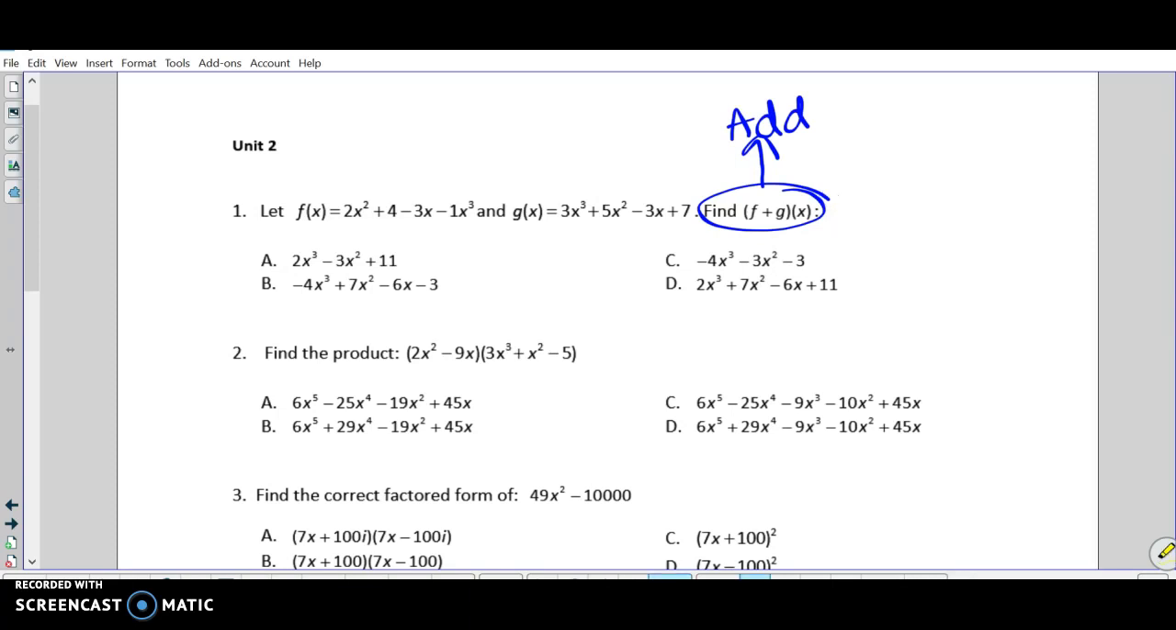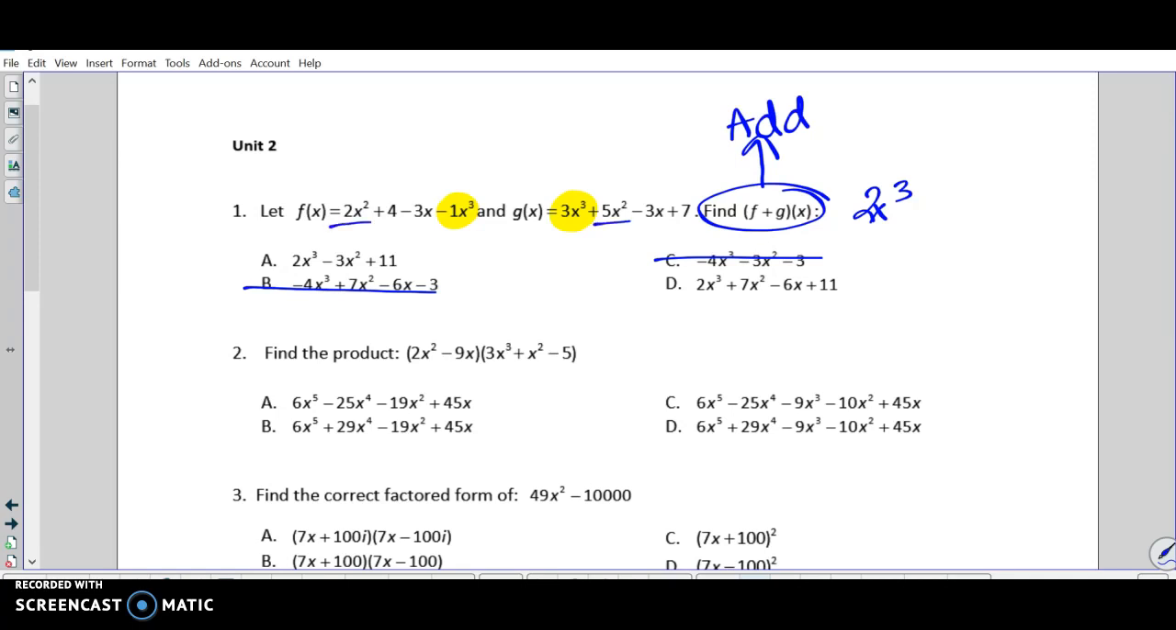So, the highest exponent would have to be a -1x to the third and a 3x to the third, which when I combine those, give me 2x to the third. Ooh, so I can go ahead and eliminate b and c. Let's be smart about this. Then I will go to the squares.